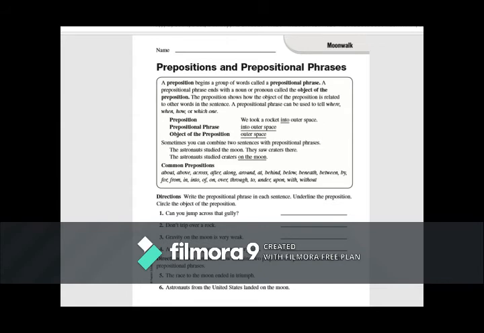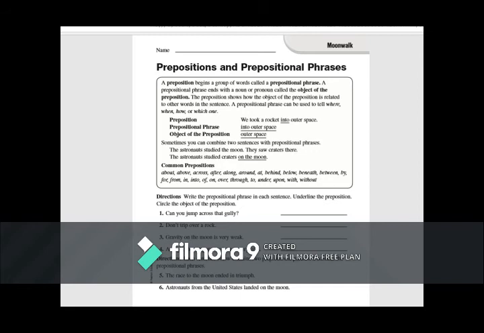"Can you jump across that gully?" Where is the prepositional phrase here? Yes, excellent. "Across that gully." Where is the preposition? "Across." Where is the object? "Gully." Well done.